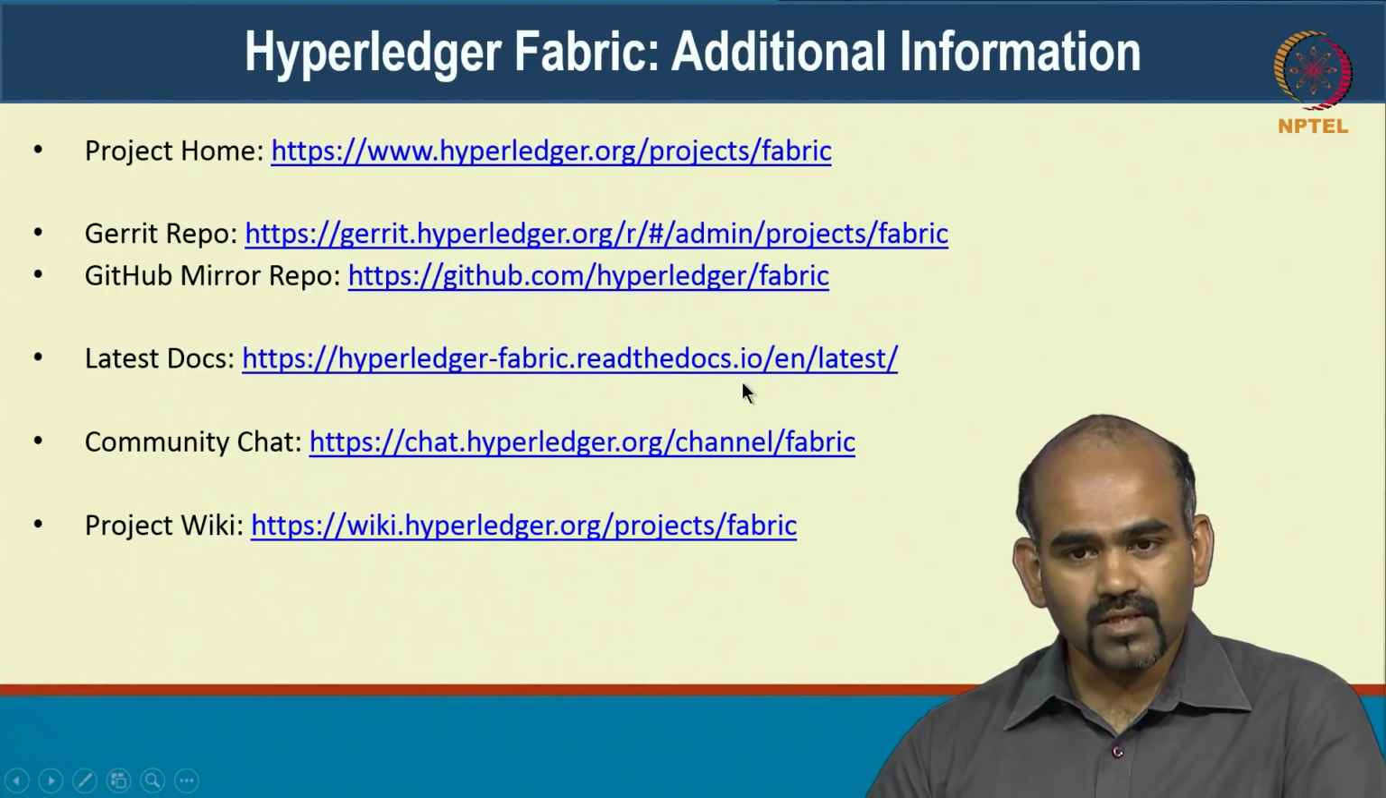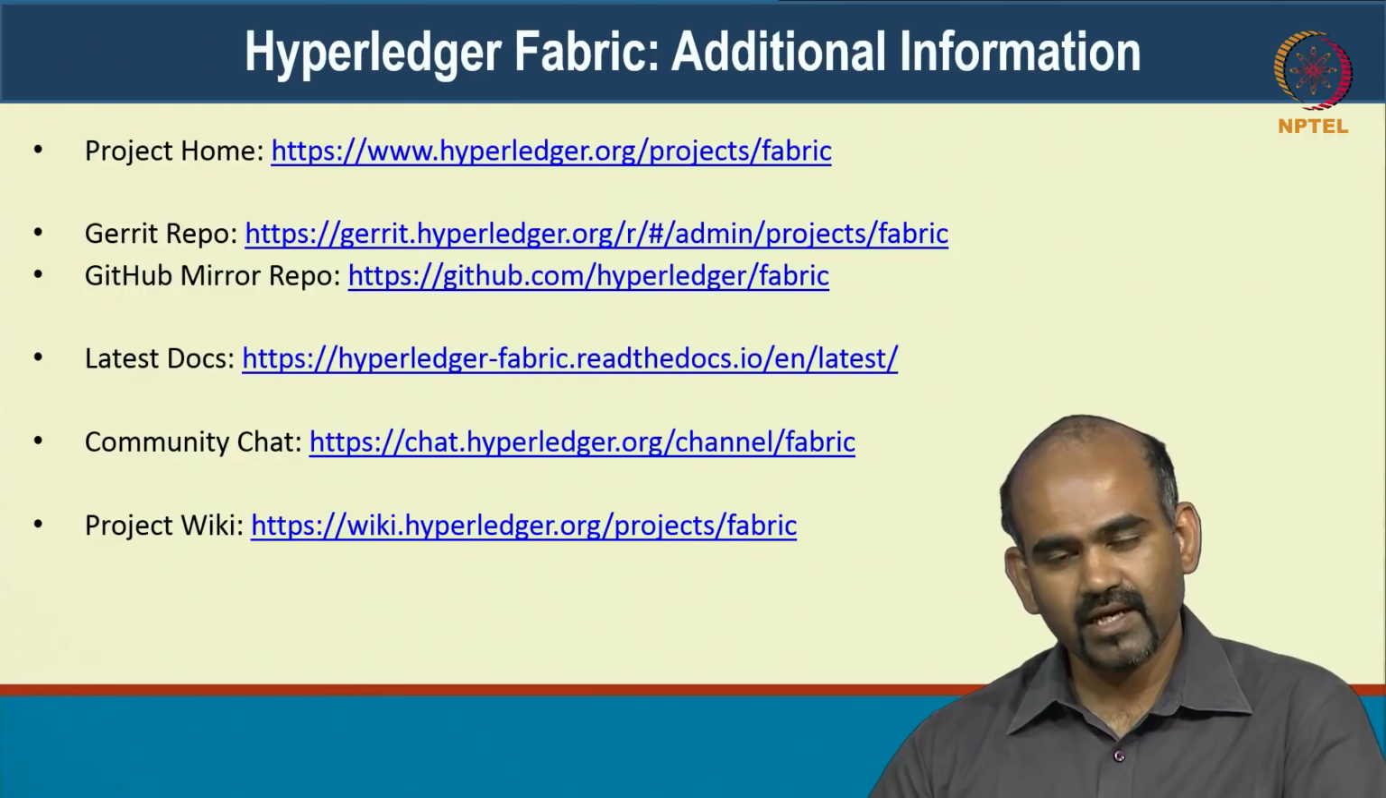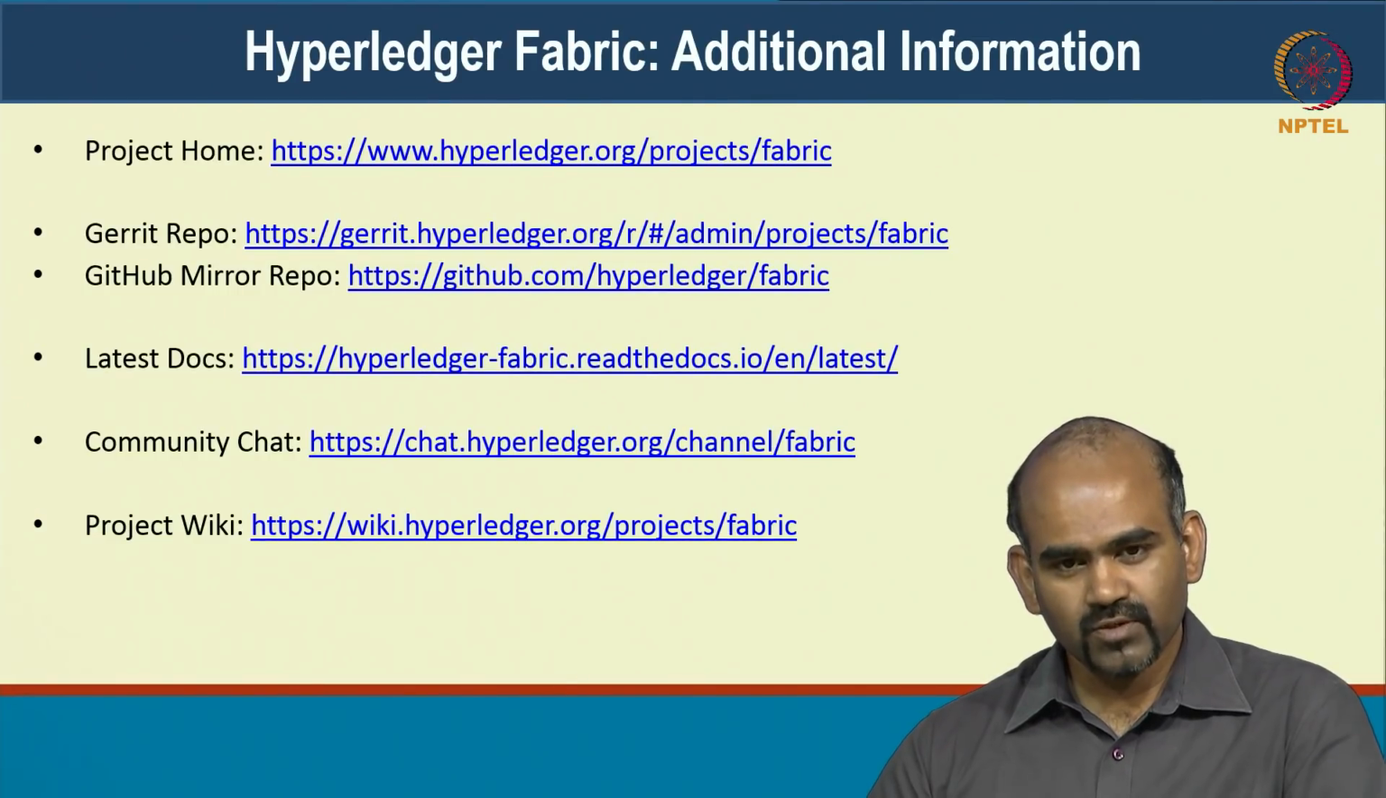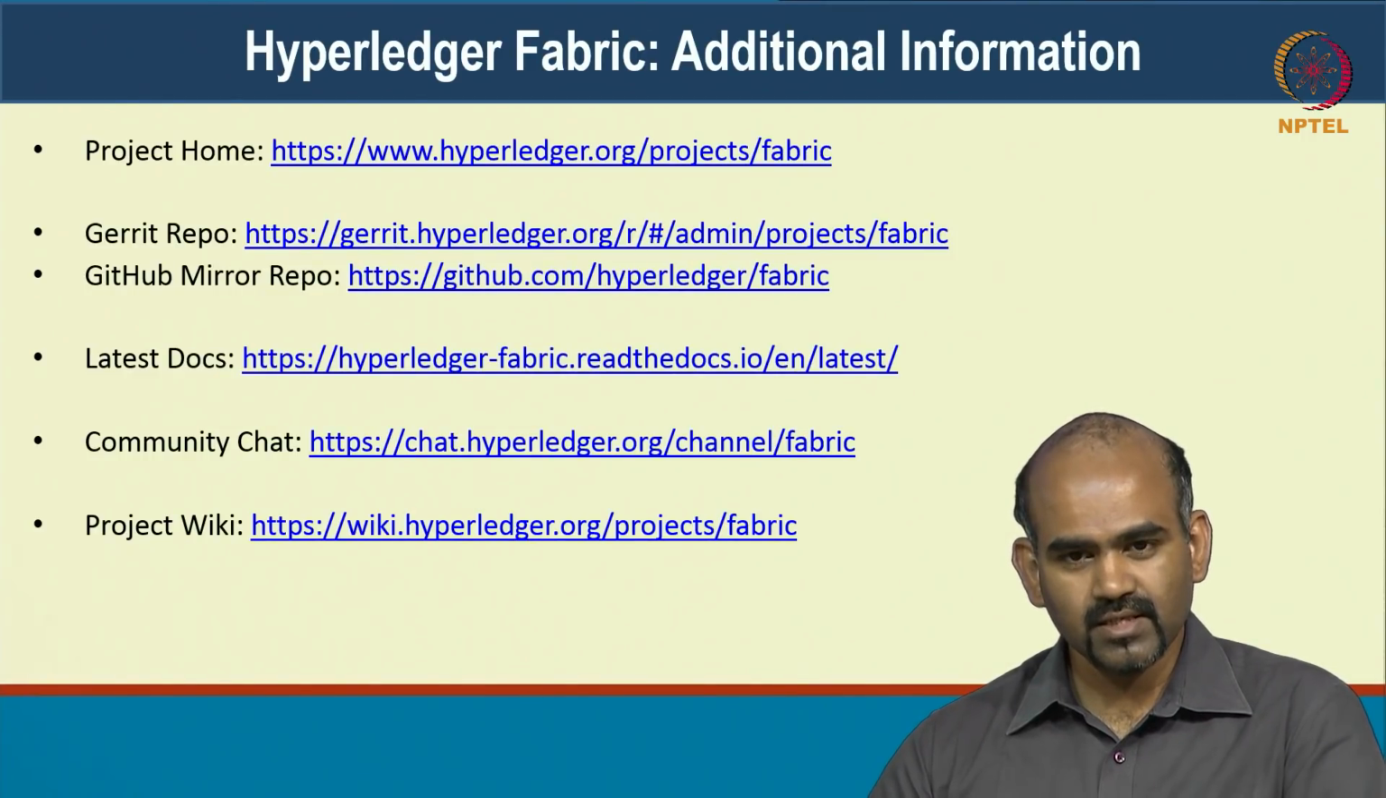Some of the latest docs, this keeps updating based on new features. New features are getting added almost on a weekly basis. And there are multiple features that are being proposed actively, and they're also being developed actively. So we are right now in version 1.1 of Fabric. Version 1.2 is being planned, and there'll be a release later this year.